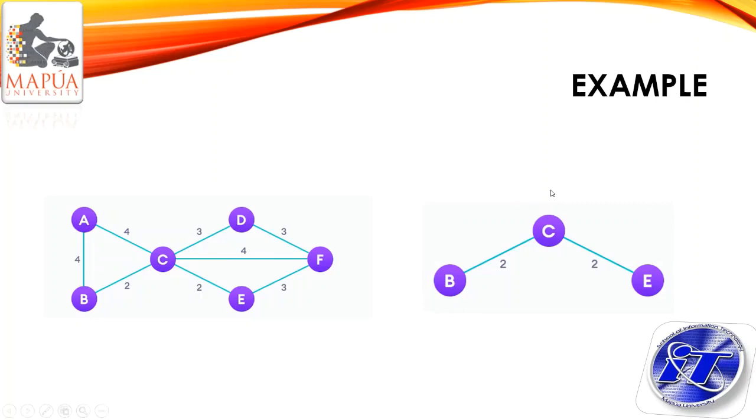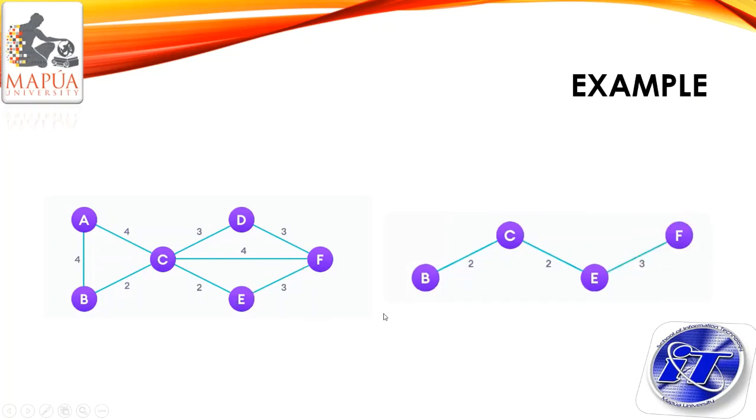Okay, so for me, I'm going to consider this 3 that connects F from E. Okay, and then we have 2 options for D. Connect it through C or connect it through F. But for me, I'm going to choose to connect D through C.